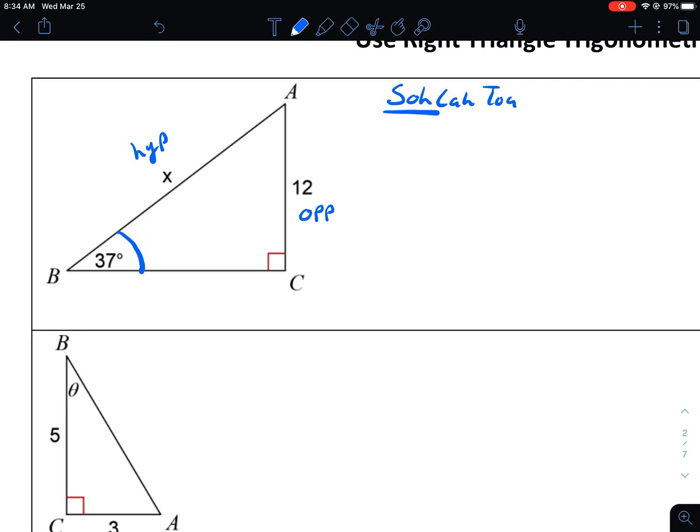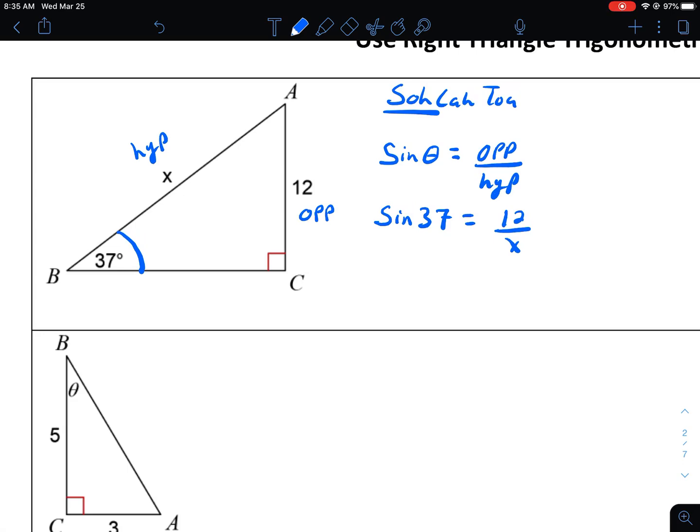That would be sine. Sine deals with opposite over hypotenuse. So sine of an angle is equal to opposite divided by hypotenuse, which gives us sine of 37 is equal to 12 divided by x.